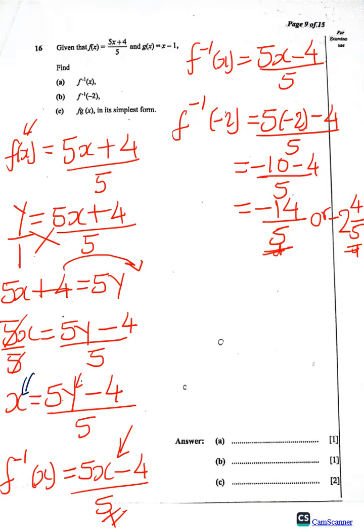Now part C is, we are trying to find the composite. A composite function is where we combine two functions to make one function. So here we have an expression of f of g of x. You can see that the first function is f. So begin with the first function, then open brackets, then the g of x. This g of x will be substituted into the x value of the first function, which is f of x.